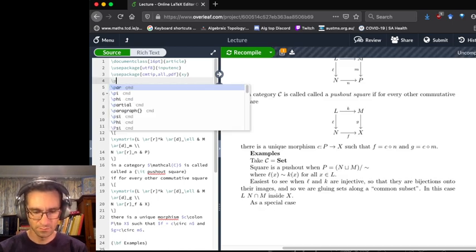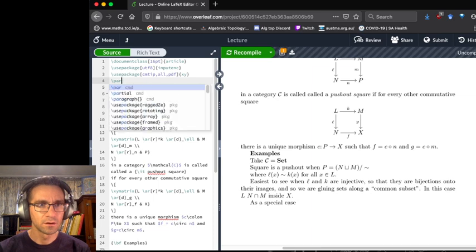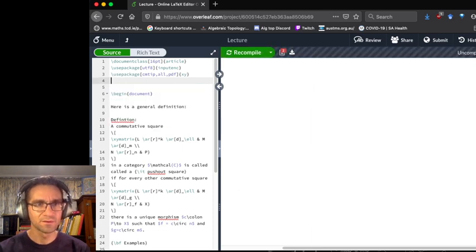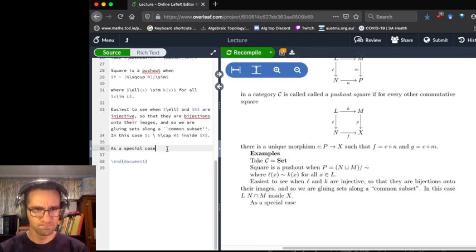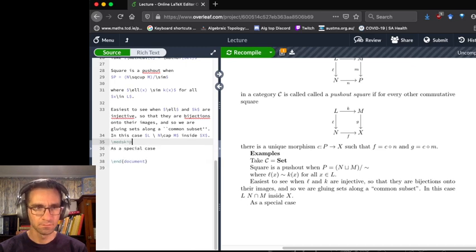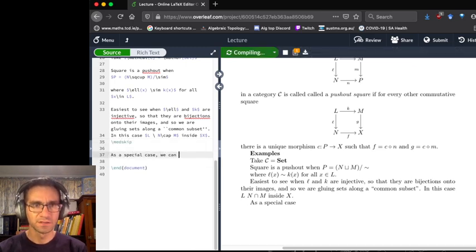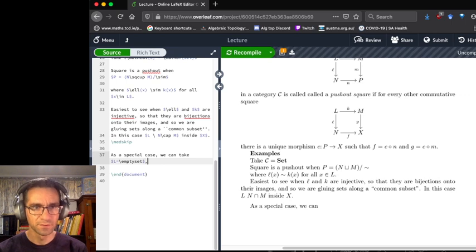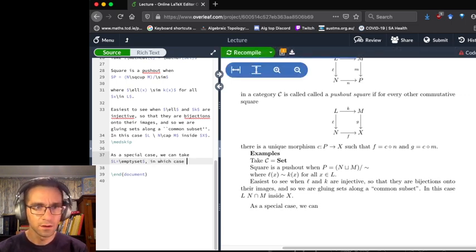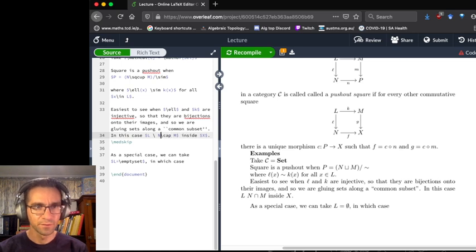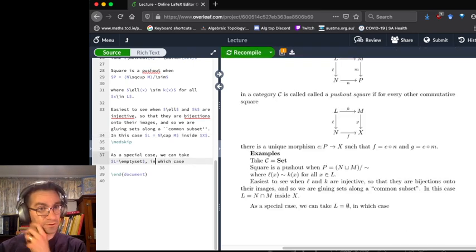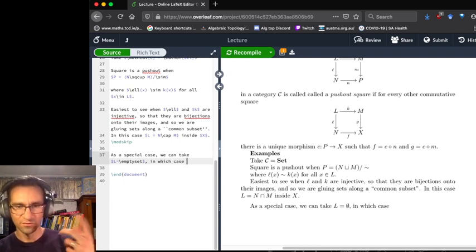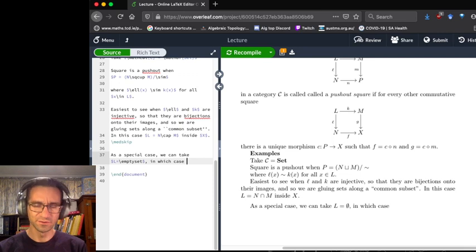Sorry, I'm just going to do some pass skip stuff, but I'm not going to do anything too clever just now. So we can take L to be empty, in which case the equivalence relation we get is entirely trivial.